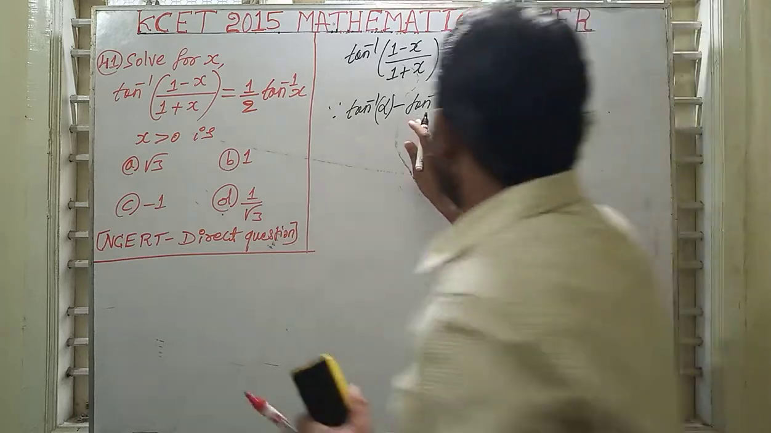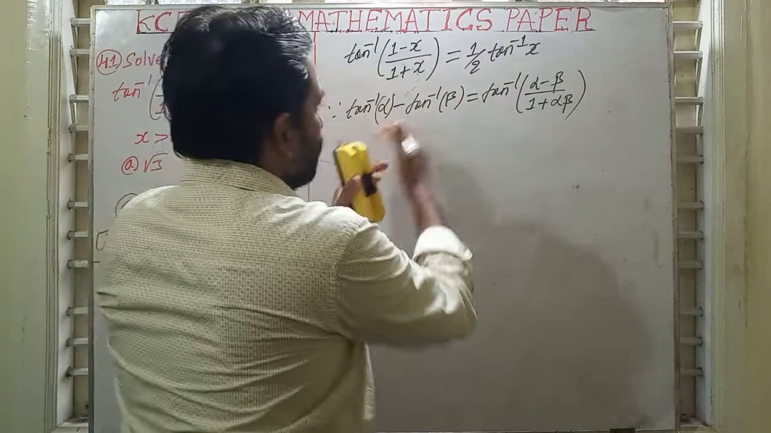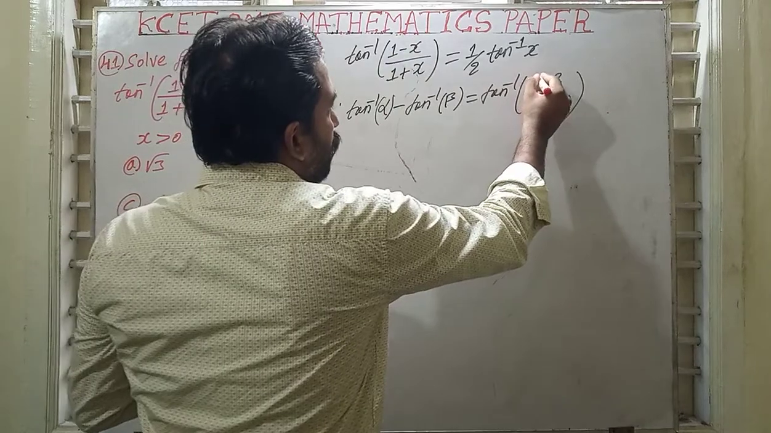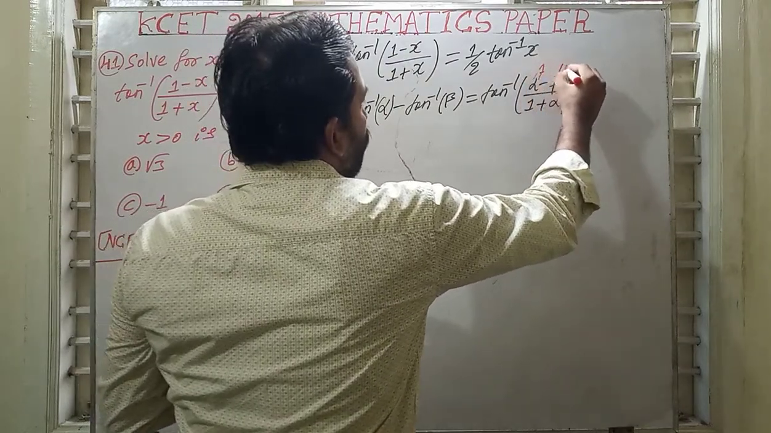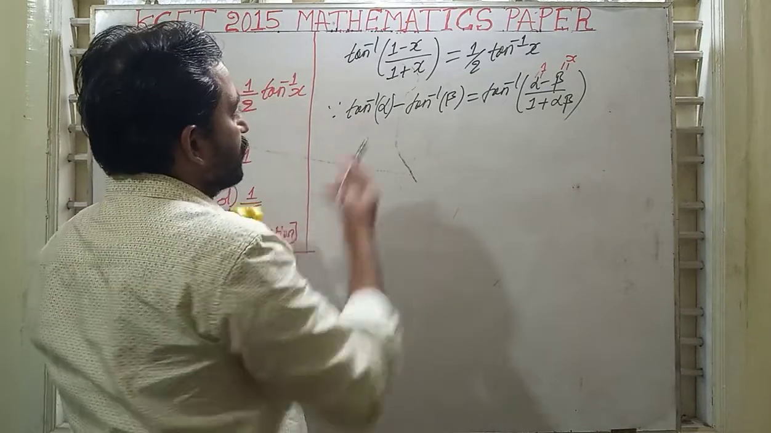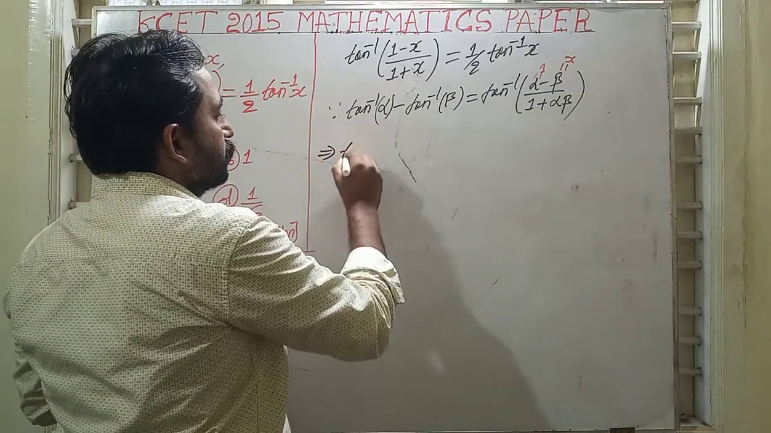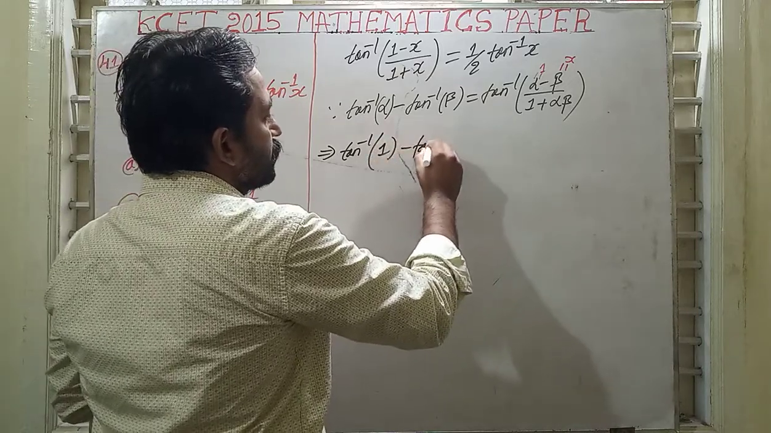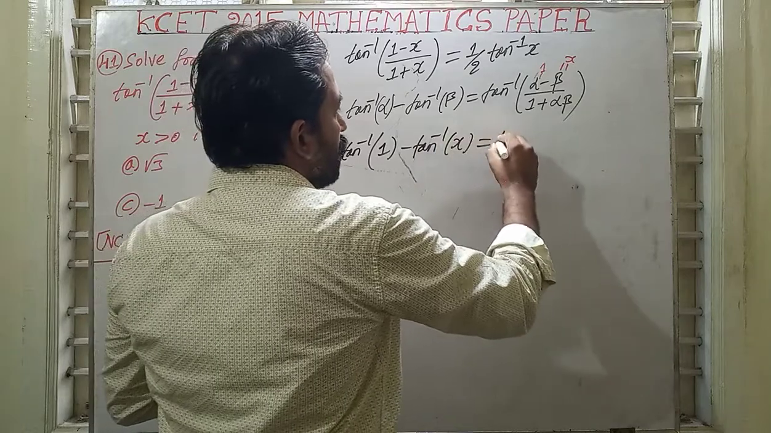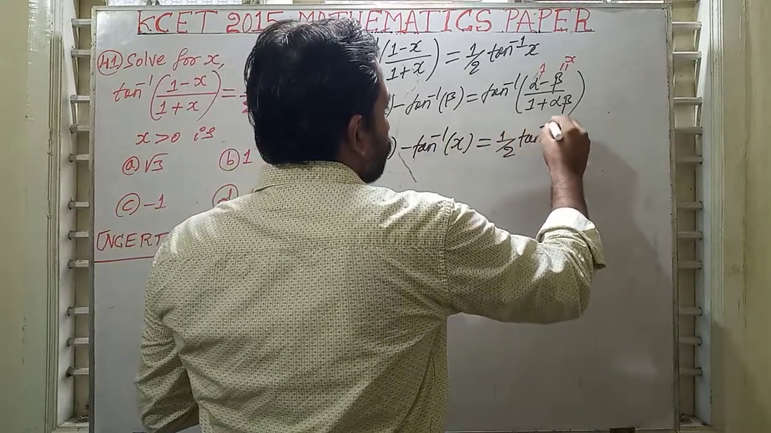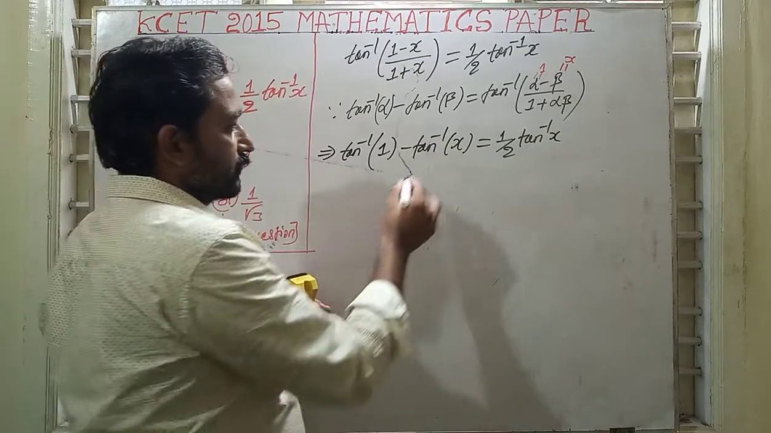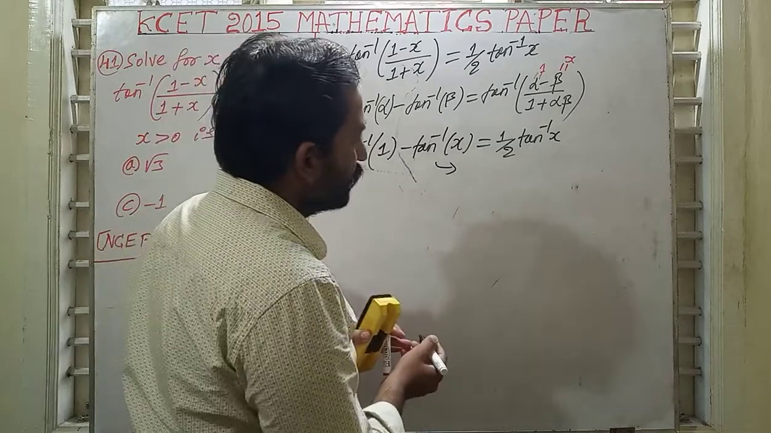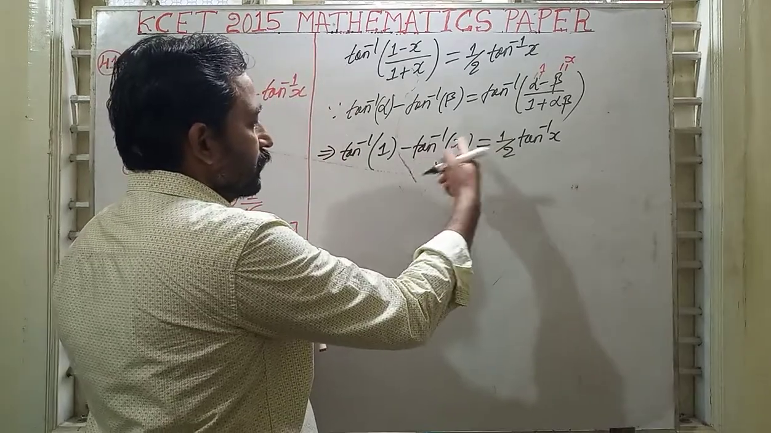Compare this formula with this. In reverse order, the left hand side can be written with alpha equal to 1, beta equal to x, as tan inverse 1 minus tan inverse x is equal to the right hand side, as it is, 1 by 2 tan inverse x. Now minus tan inverse x moves towards the right hand side, and it becomes 3 by 2 tan inverse x.